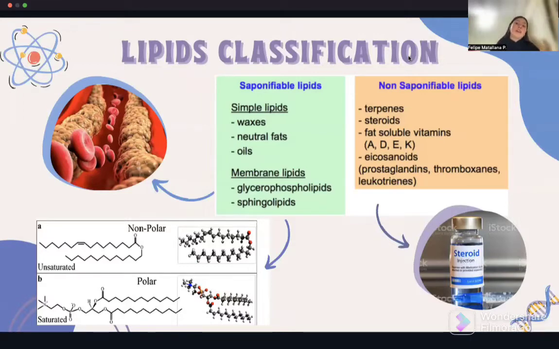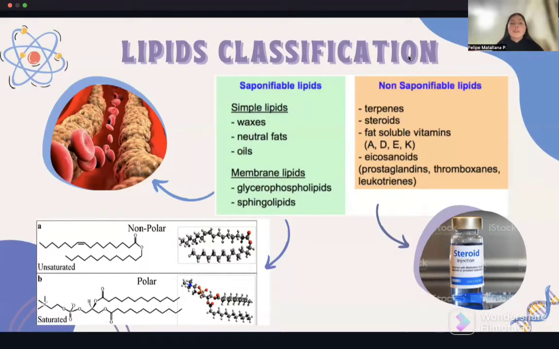These include cholesterol, prostaglandins, etc. And on the other side, there are the saponifiable lipids. These saponifiable lipids comprise one or more ester groups, enabling them to undergo hydrolysis by the presence of a base, an acid, or an enzyme. And this includes waxes, triglycerides, sphingolipids, and phospholipids.